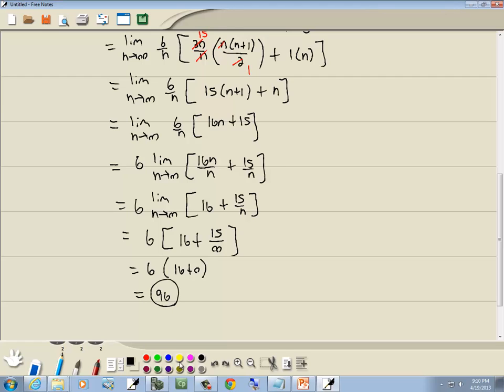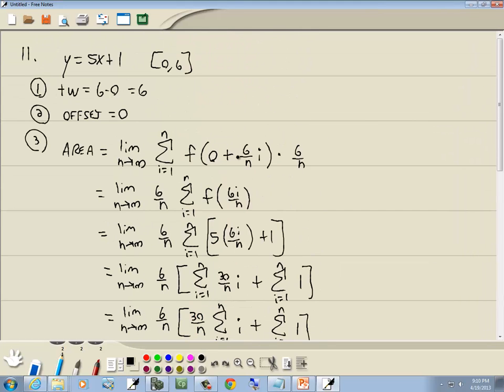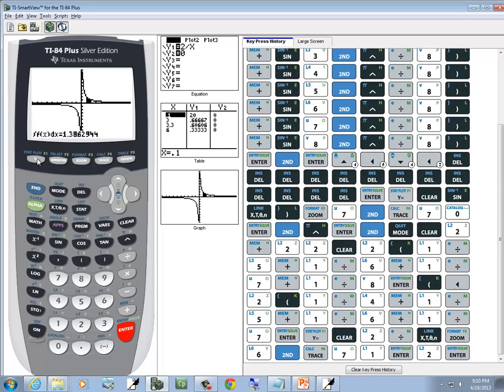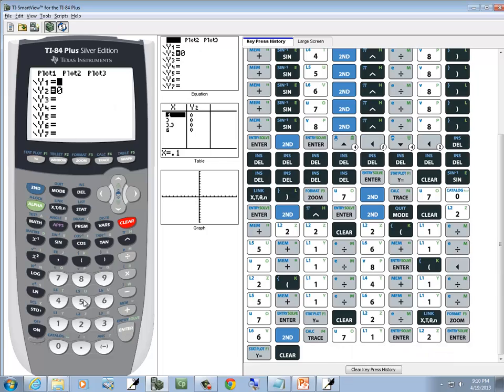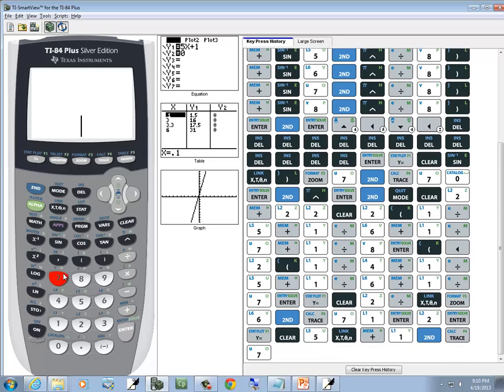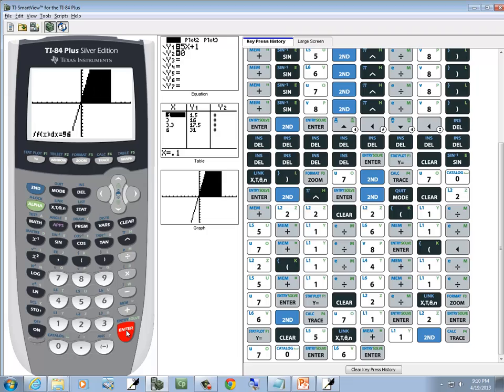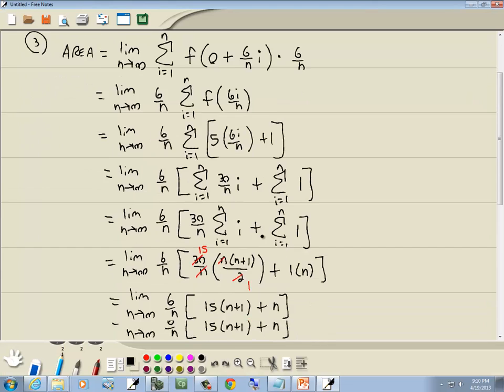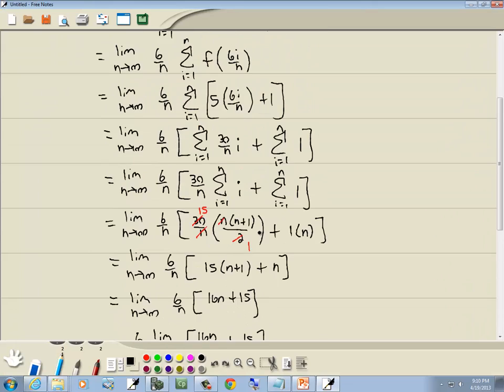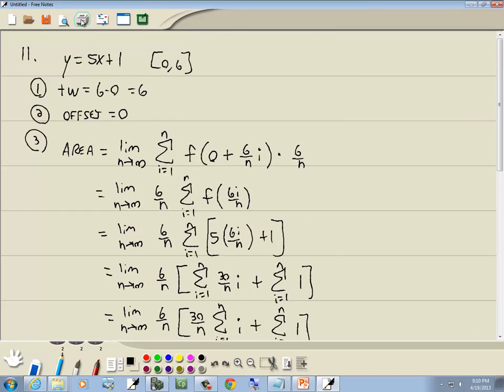Now let's double check me on this. I'll come up here, y is equal to 5x plus 1. So I'll go to our calculator, press y equals, clear, 5x plus 1. Do a second trace. Choose number 7. Then we're going to go from 0 to 6. So 0 inner, 6 inner. And you see we get 96. So it doesn't look like I made any kind of math error on that one. Let me go ahead and save that.